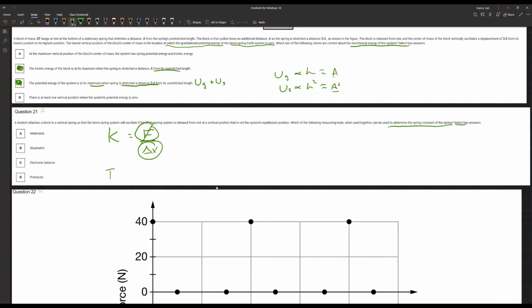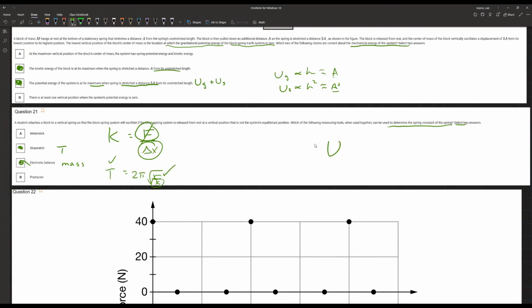But we also know that the period of a spring is given by 2π√(m/k). If we can measure the mass and the time of oscillation, we can get k. So the electronic balance gives us mass. The stopwatch gives us the period of oscillation.